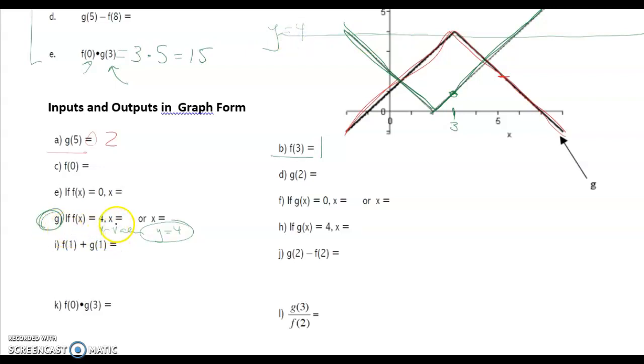What they're asking for is, what are the input values when the output is 4? So it looks like it happens here and it happens here. Oh, that's just our intersection question. So it looks like it happens at 2 different places, when x is -1 and when x is 5.